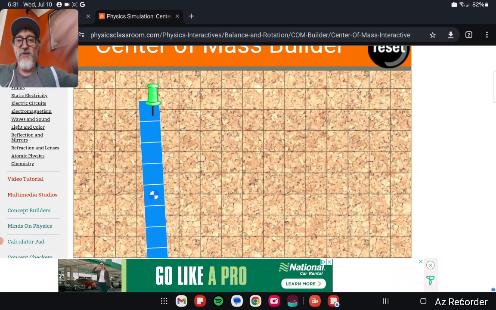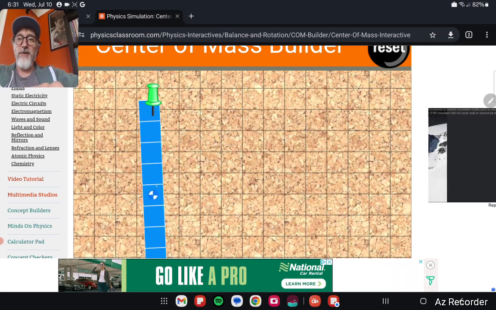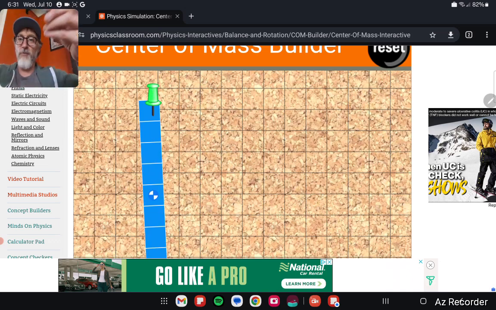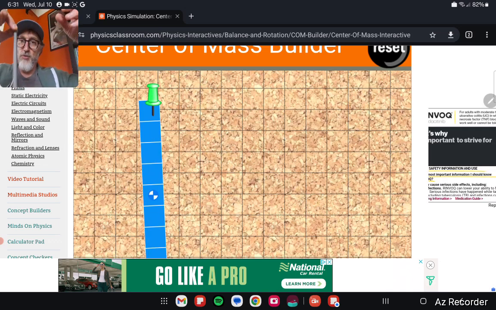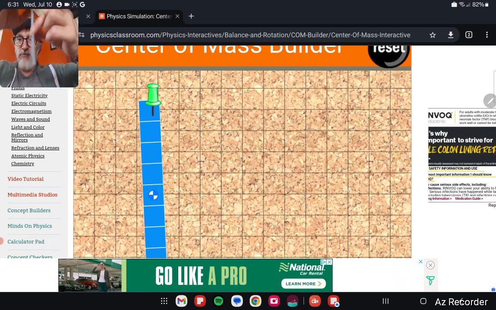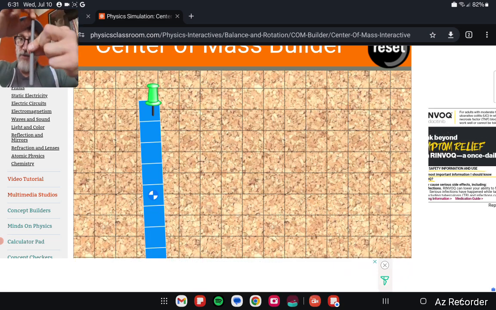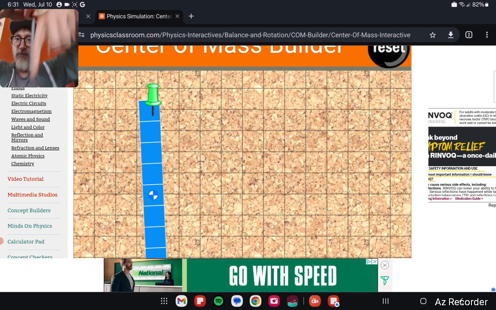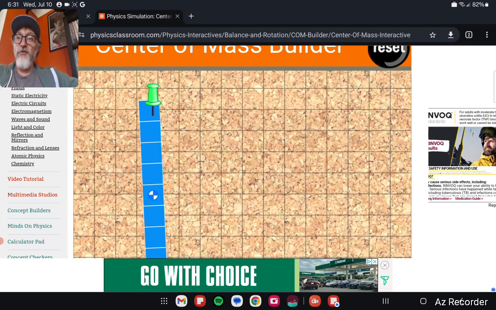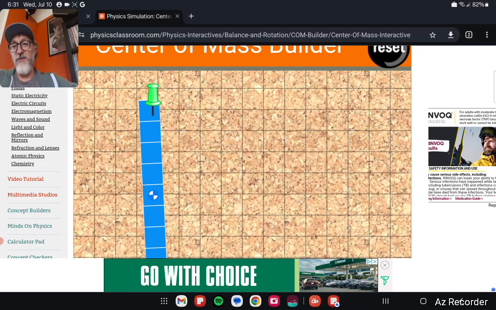But notice it stops swinging when the center of gravity, the little bullseye thing, is directly below the support. Because now gravity's pulling down on that little bullseye, and it doesn't produce any torque, because the force is parallel to the lever arm. So it doesn't actually produce any torque. And so this is the way that you can find the center of mass of a thing.